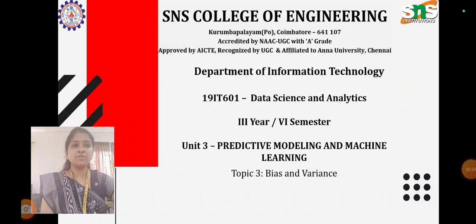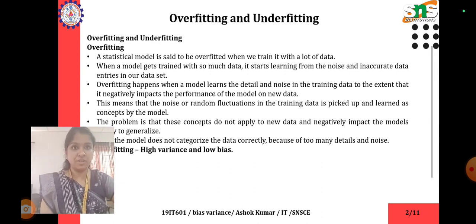Today I am going to share a small article regarding bias and variance. There are two concepts in data science: one is overfitting and the other is underfitting.